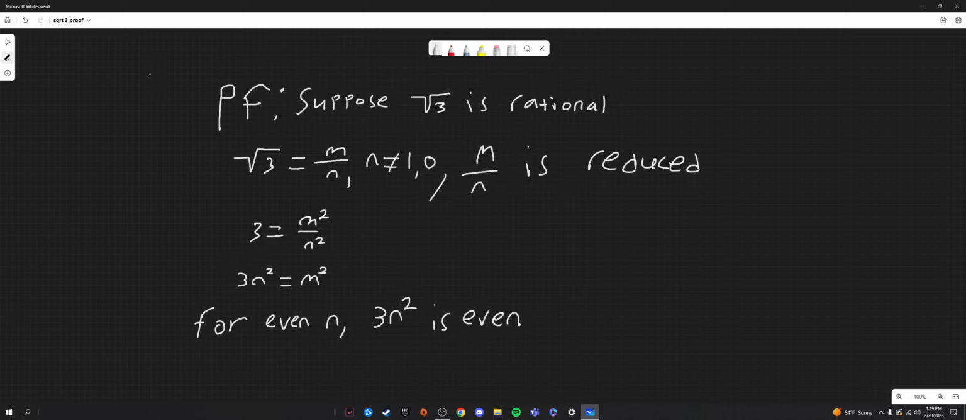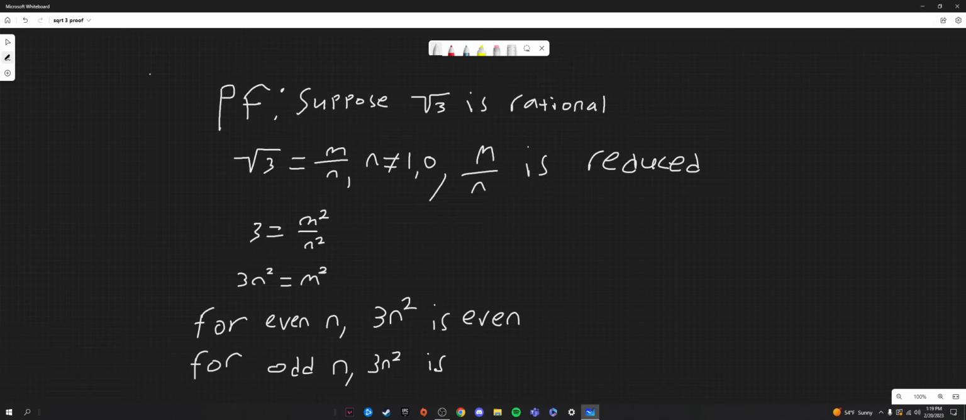Now for odd n, let's think about that. Let me write that. For odd n, let's consider our first odd number, 3. 3 squared is 9, times 3 is 27. So let me finish the sentence: for odd n, 3n squared appears to be odd.